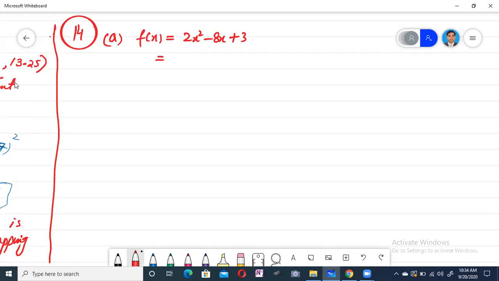First of all, we will make the perfect square here. 2 we can take common. x square minus 4 2s are 8. As 2 is common, here will be minus 4x and plus 3 as it is. Then 2 as it is.